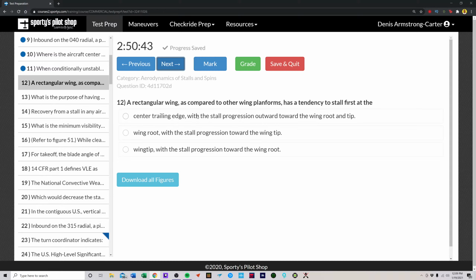A rectangular wing, as compared to other wing platforms, has a tendency to stall first at the... Wait, what? I have no idea. We're gonna say that one. I have no idea what the answer is to this one.